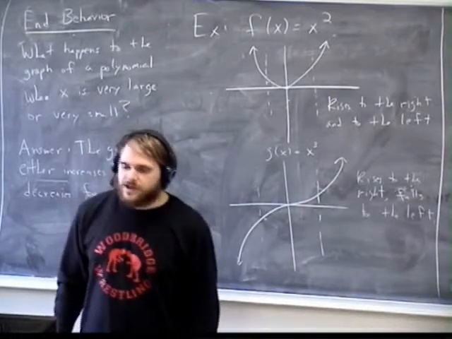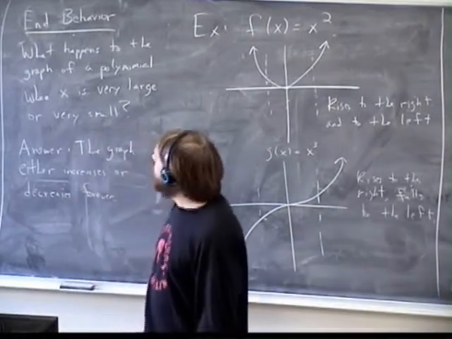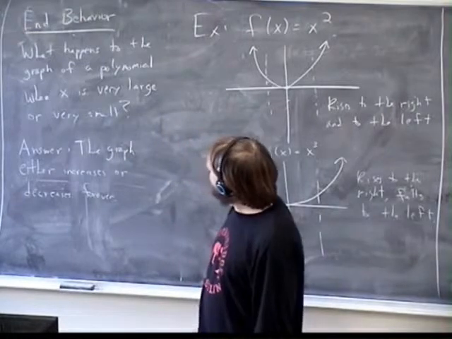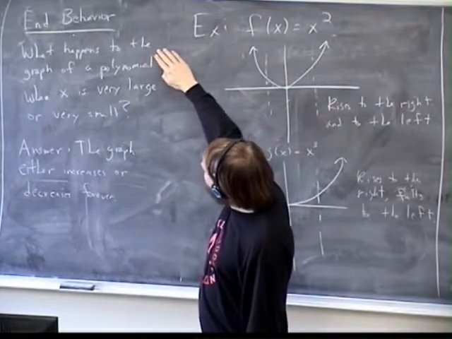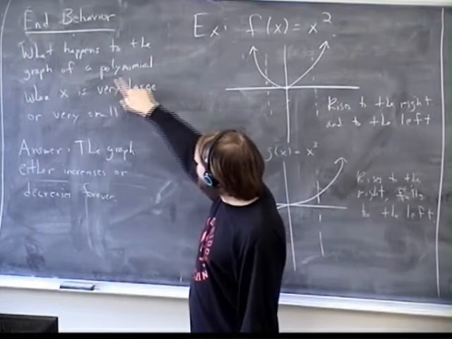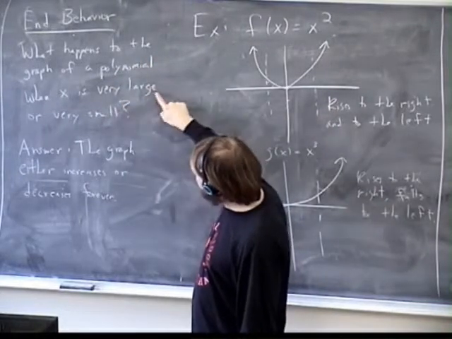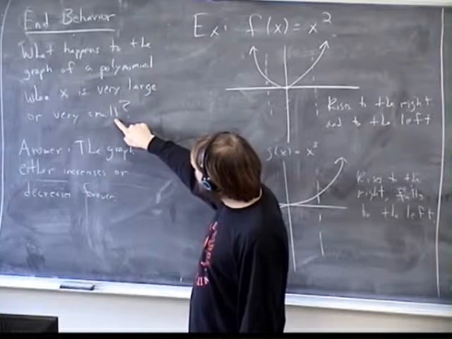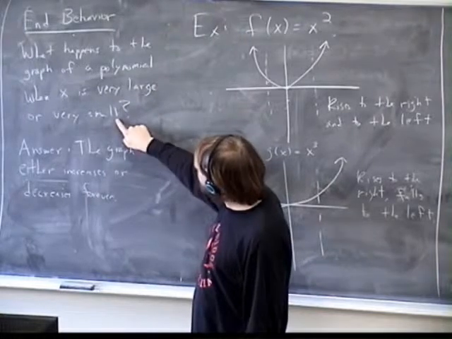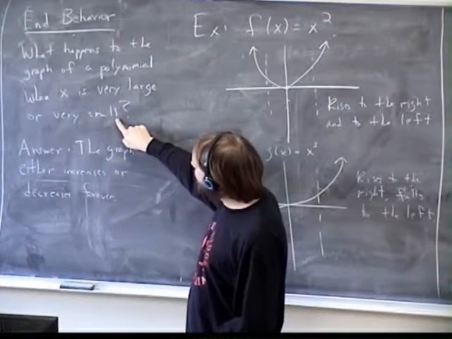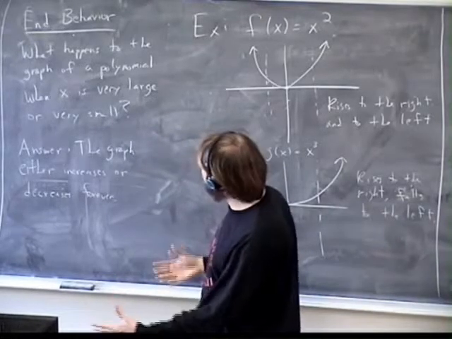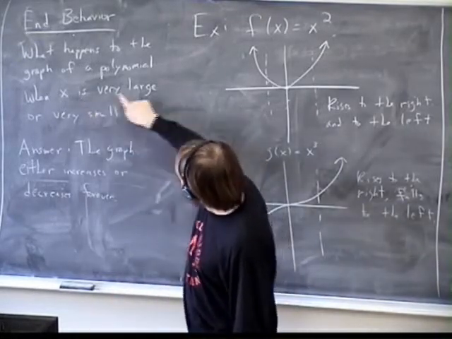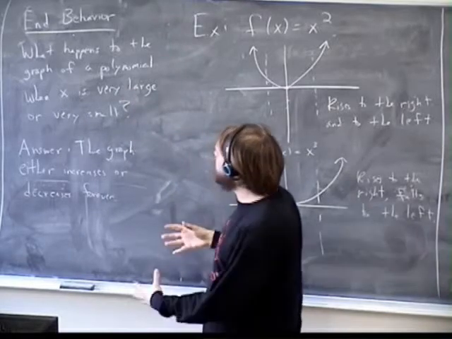Now we're going to discuss the concept of end behavior of a graph. So the question you have to ask when you're talking about end behavior is, what happens to the graph of a polynomial when x is very large or very small? And when I say very small, I don't mean near zero. I mean x is a very large negative number, so negative 1,000,000. And here when I say x is very large, I'm saying when x is positive 1,000,000.